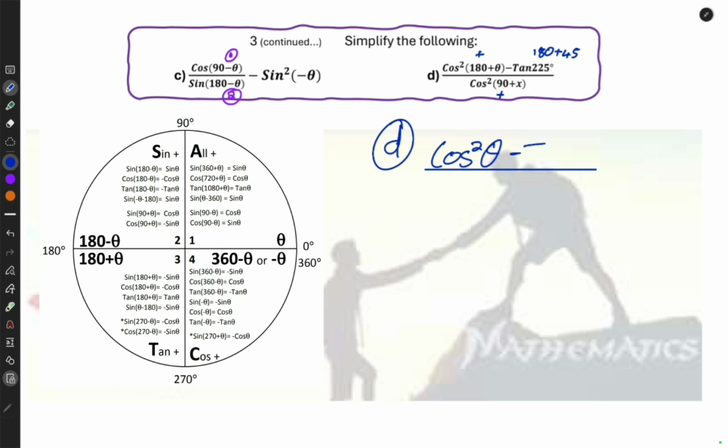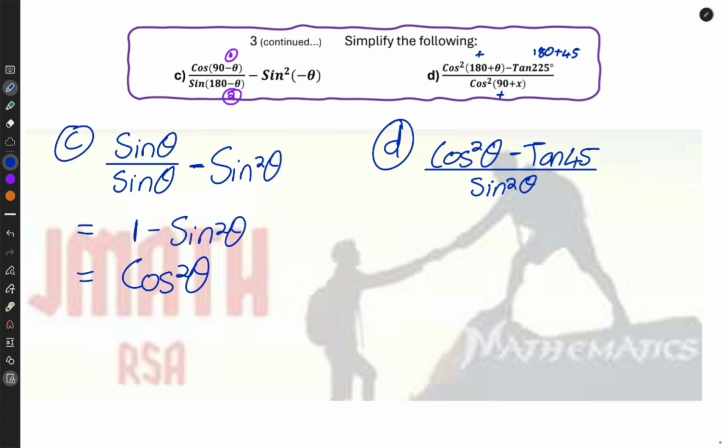Then that I can change into tan 45. Then the bottom is just going to be sine squared theta. Okay, so just ignore the x, that's a typo, it should be a theta. Now, I need to see what's going on there. So the top, I can put in tan 45. Remember your special angles? Tan 45 is just 1, so I can say it's cos squared theta minus 1.